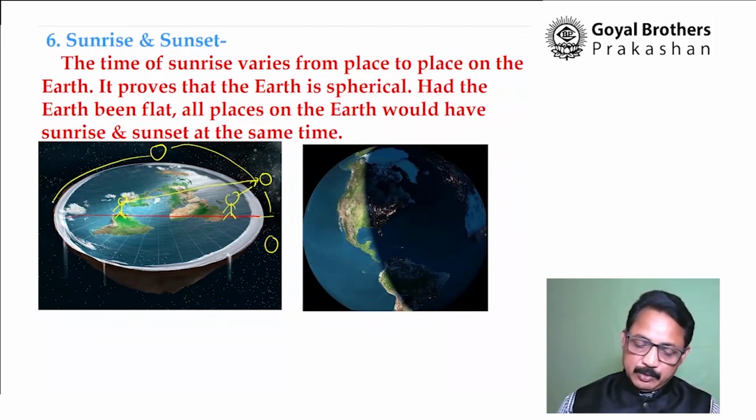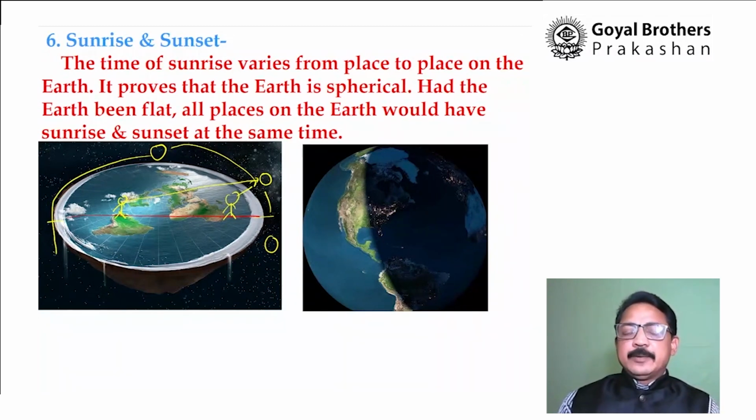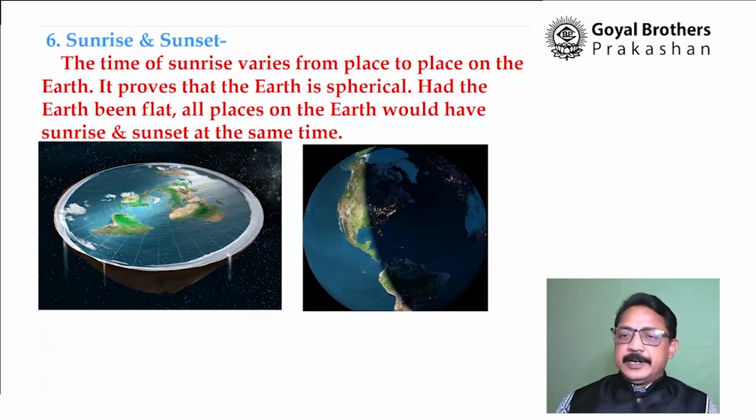And when the sun will go down here, it would have been sunset. That means there would have been the same time for sunrise and the same time for sunset. But we know that does not happen. When it is day in India, it's night in USA. This proves, dear student, that it happens because of the spherical shape of the earth, okay.